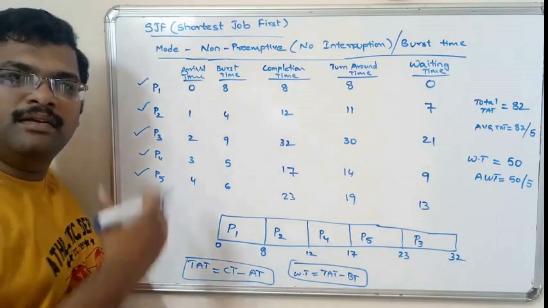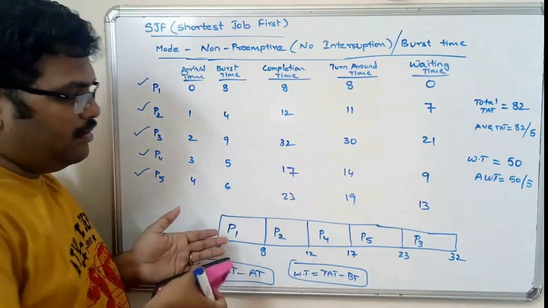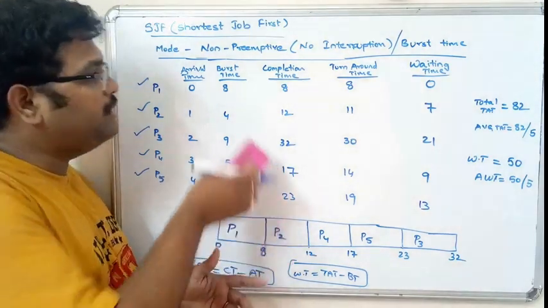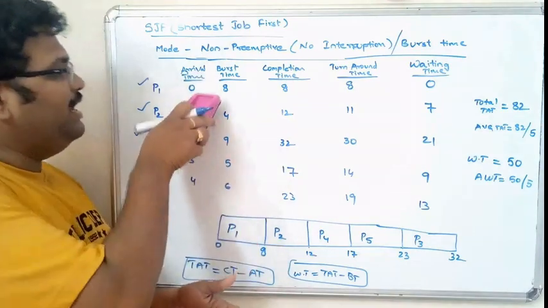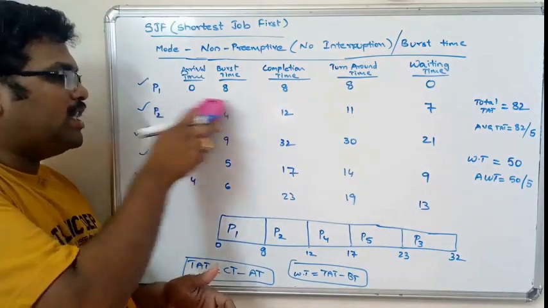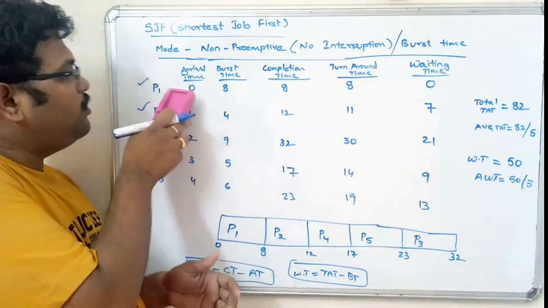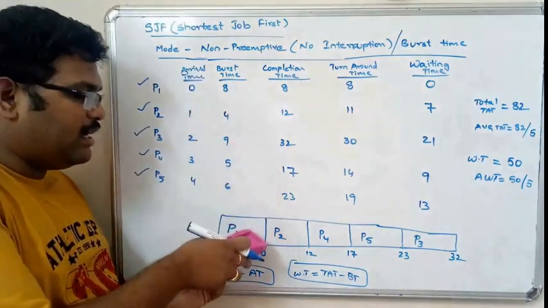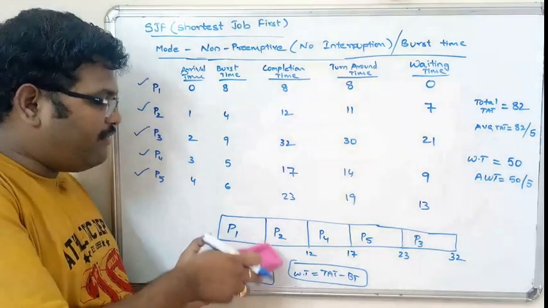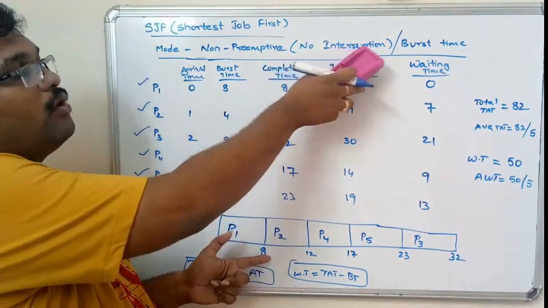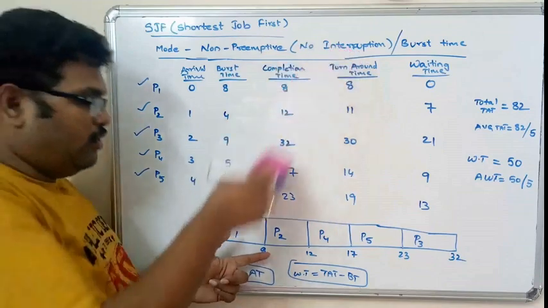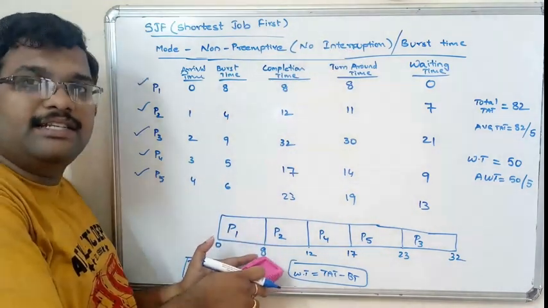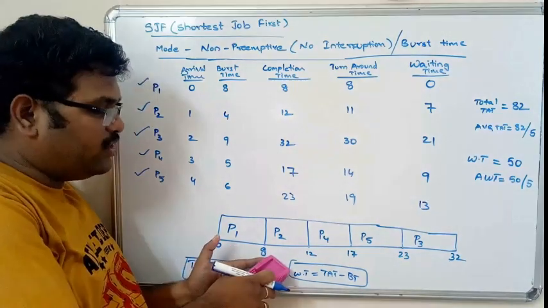So this is a simple thing. Here the process is allocated to the CPU based upon the burst time. Initially at time 0, no other process entered the ready queue. So even though the burst time is higher for P1, P1 is allocated to the CPU. After completion of P1, as it is non-preemption, once the process is allocated to the CPU, we should not disturb it until it gets executed. So it completes its execution.